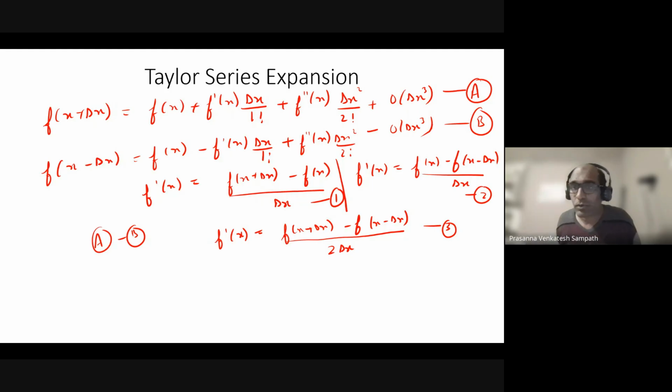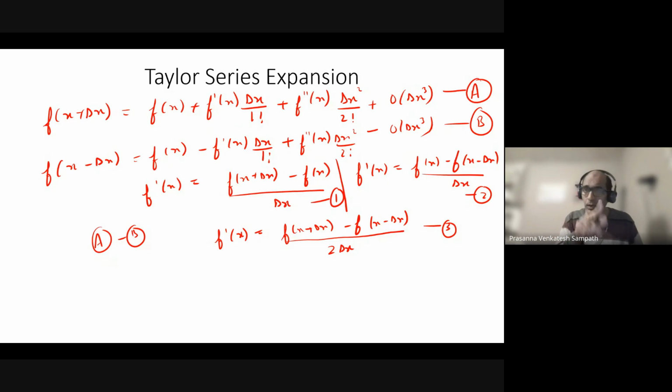You figure out why the error is of order delta x or delta x square in these two. That's not our main goal of interest. Anyway, now if I do a minus b, I get another expression for the same f prime x. I have written 3 equations, 1, 2, and 3. All of them are calculating the same f prime x.